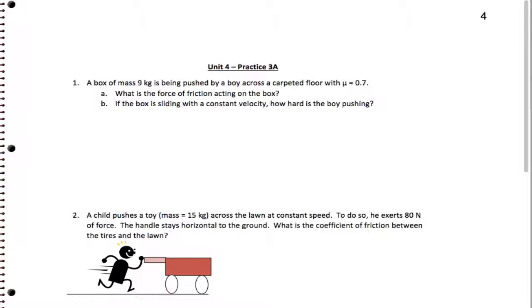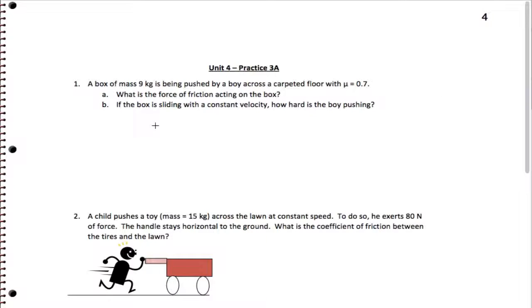Alright, so here's the homework from last night, and I want to jump in and solve pretty much every problem. So we have a 9 kilogram mass being pushed across a floor with a coefficient of friction. And let's go ahead and draw the free body diagram. So we have the normal force going up, we have the weight or the force of gravity pointing downwards.